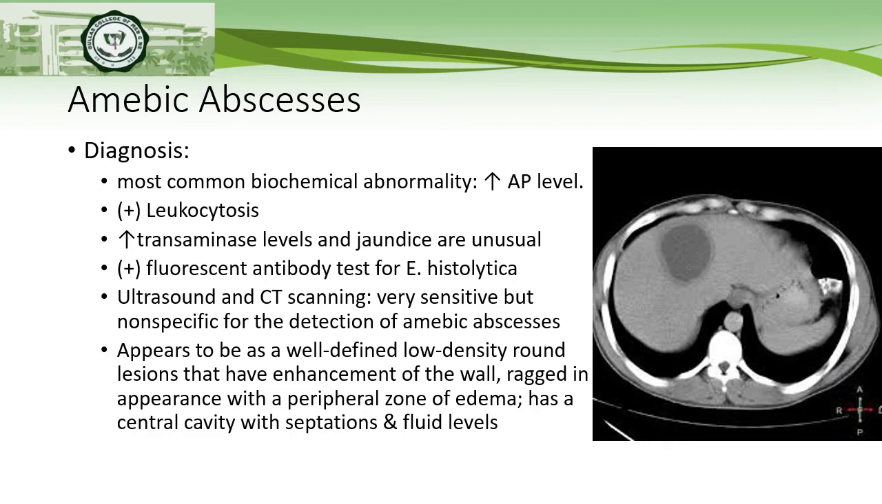Most patients have a positive fluorescent antibody test for Entamoeba histolytica, and test results can remain positive for some time after a clinical cure. Ultrasound and CT scanning of the abdomen are both very sensitive but non-specific for the detection of amoebic abscesses. Usually, they appear on CT scan as a well-defined, low-density round lesion that has enhancement of the wall, somewhat ragged in appearance with a peripheral zone of edema. The central cavity may have septations as well as fluid levels. CT scan is also useful in the detection of extrahepatic involvement.